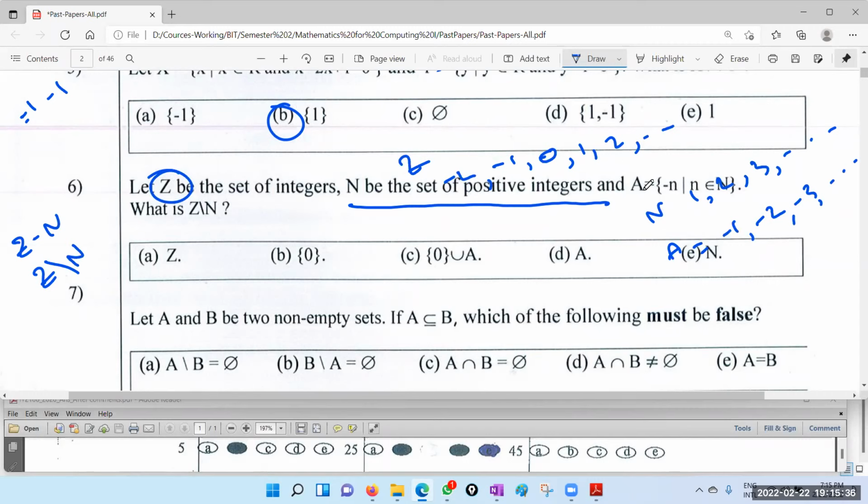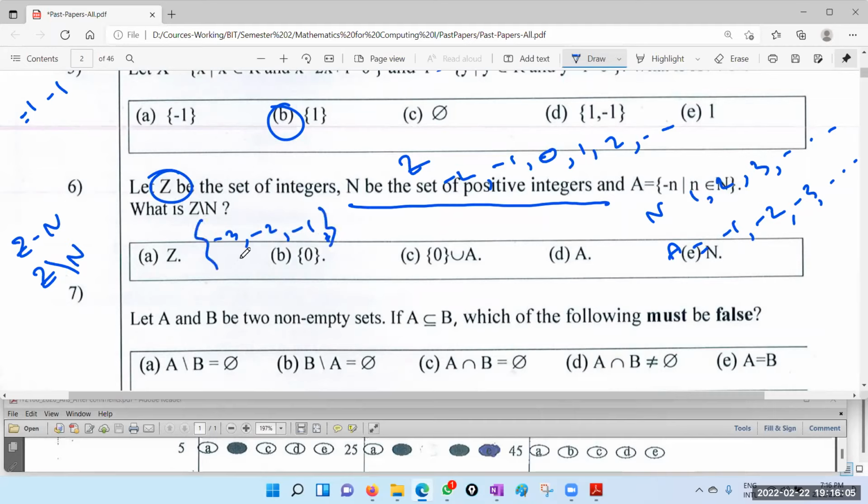Okay, then why have they given A? I think A is used as a part of the answer. That is why they have given A. Right. So Z minus n means all the negative integers and 0, because natural numbers include 1, 2, 3, 4. You have to get rid of 1, 2, 3, 4, 5. So therefore Z minus n is basically minus 3, minus 2, minus 1, and so on.